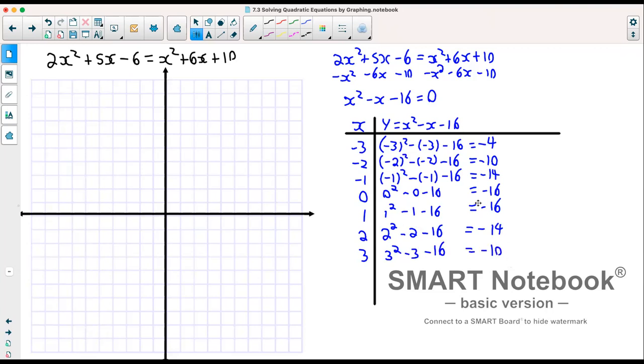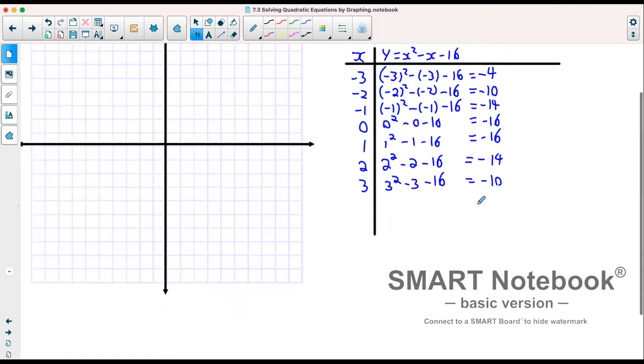So we've done our regular -3 to +3, but we still haven't found any x-intercepts, so we should probably do some more points. So I might say do 4, 5, and then -4, and we'll see if that covers things. So we've got 4 squared minus 4 minus 16. 4 squared is 16. Minus 4 is 12. Minus 16 is -4. Next, we've got 5 squared minus 5 minus 16. So 5 squared is 25. Minus 5 is 20. Minus 16 is 4.